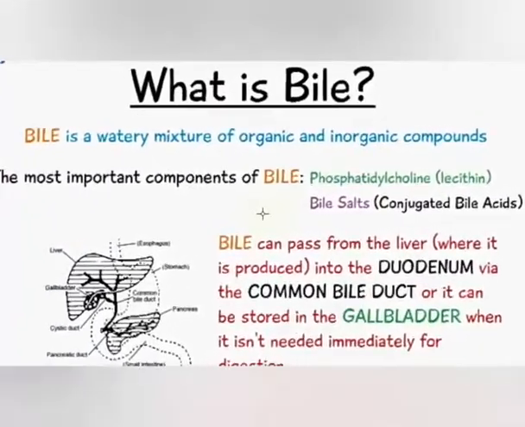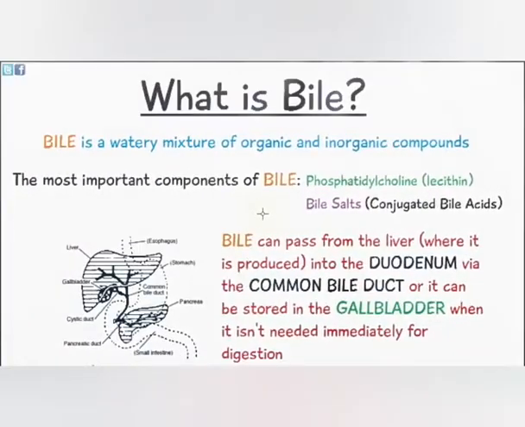So bile is a watery mixture of organic and inorganic compounds. The most important components of bile are phosphatidylcholine, which is otherwise known as lecithin, and bile salts, which are conjugated bile acids. The following video will be looking at bile acids and bile salts, so if you don't understand that just yet, just bear with us. Watch this video and then watch the following videos after this, and hopefully it should make sense.